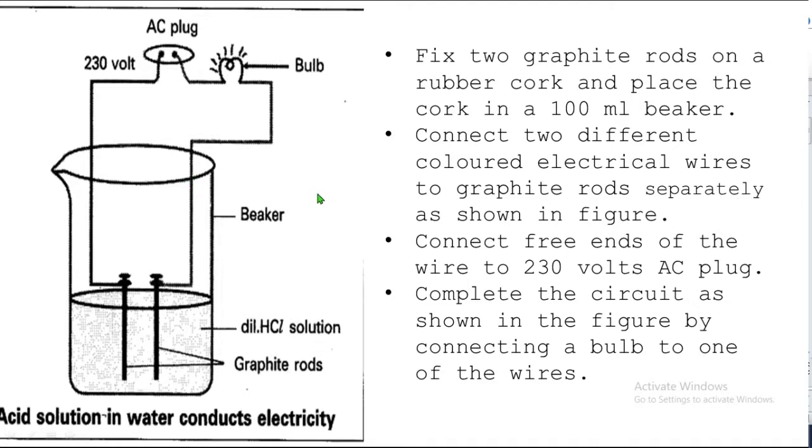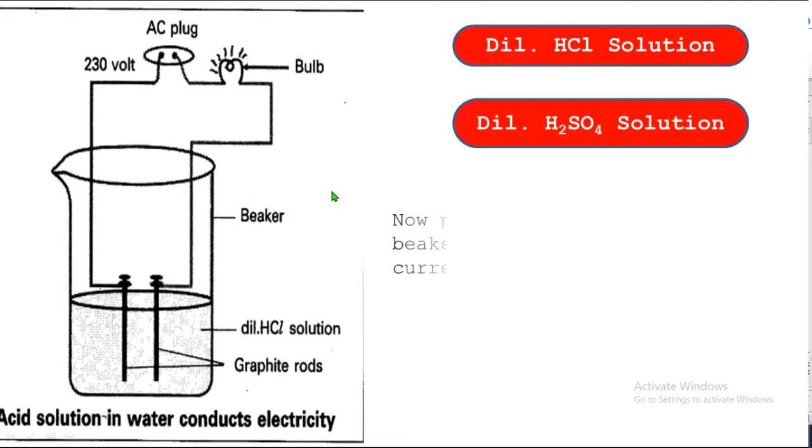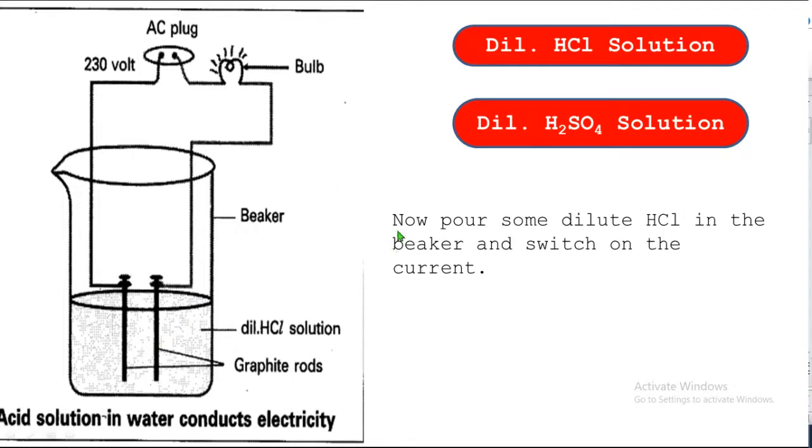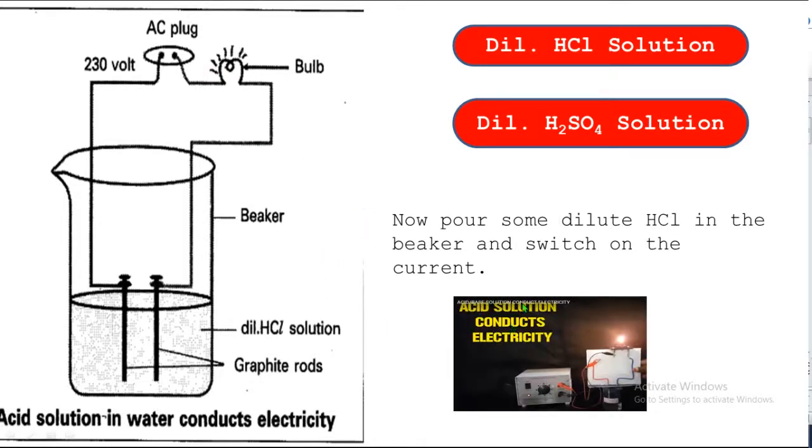Now the procedure, how to do the activity. Pour some dilute HCl, which we already prepared, into this beaker, and switch on the current. Observe whether the bulb glows or not. So the acid solution, that is HCl solution, conducts electricity. So the bulb glows here.